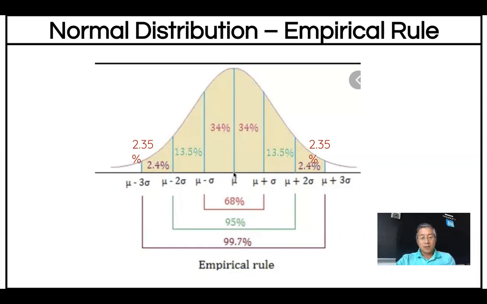So mean, median, mode. And then we learned that if you add one standard deviation and subtract one standard deviation, within one standard deviation range from the mean is 68%. Two standard deviation range is 95%, and three standard deviation range gives you 99.7%. So almost all of the data is spread between these three standard deviation ranges, right?